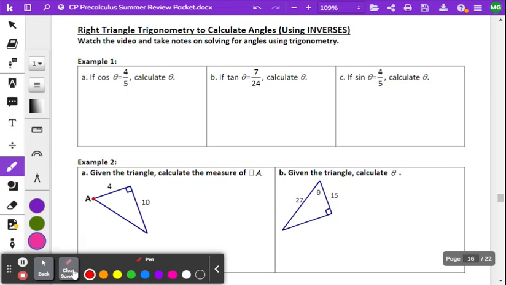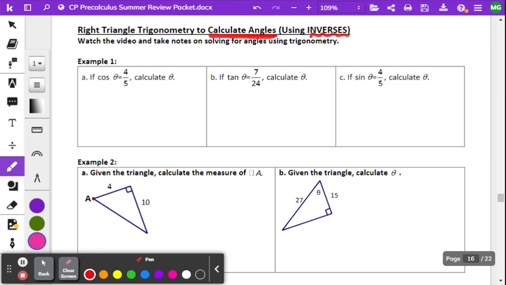Hi everyone. What we're going to be working on right now is more right triangle trig, but we're using the right triangle trig to calculate angle measures. In order to calculate angles, we will have to use the inverse function on our calculator.